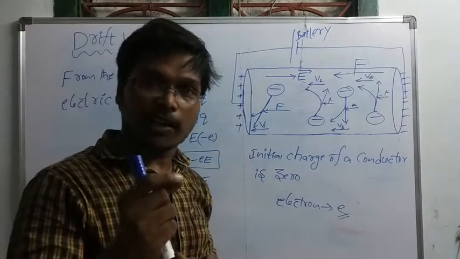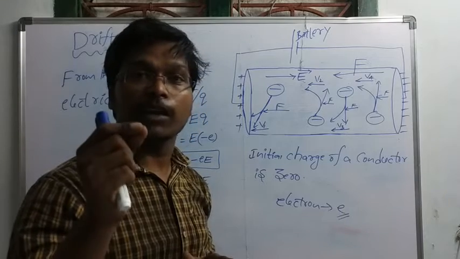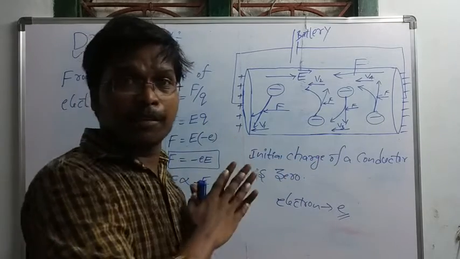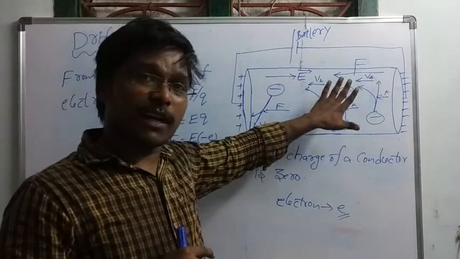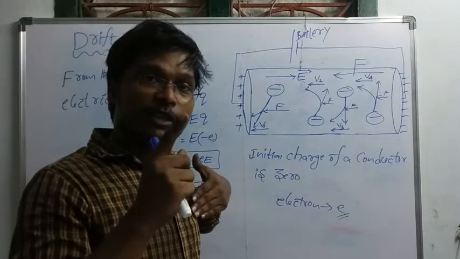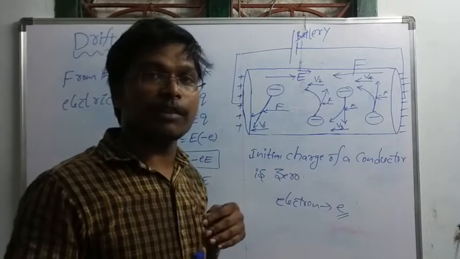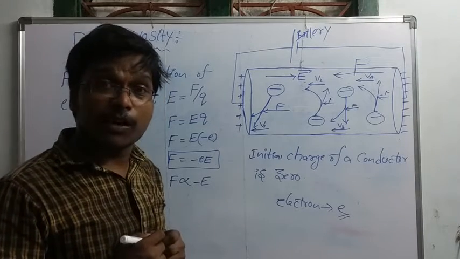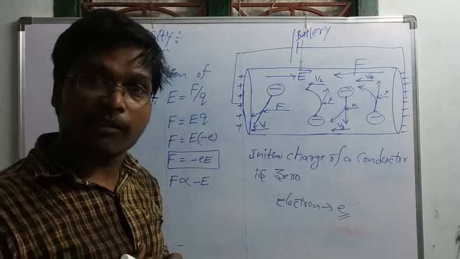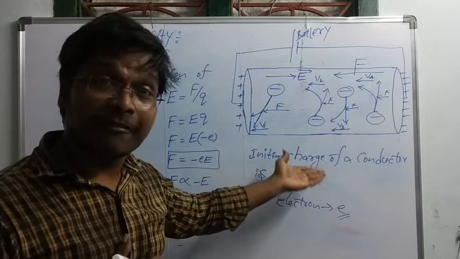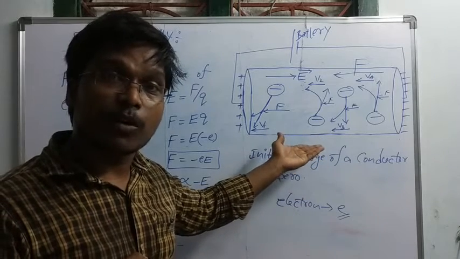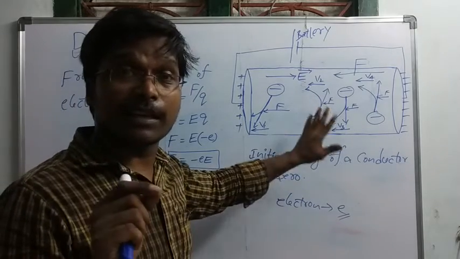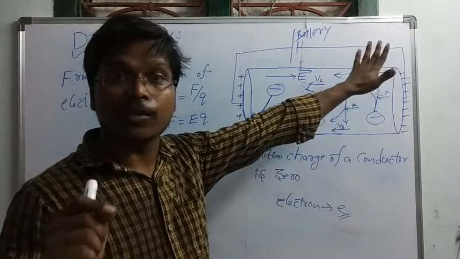Now I will tell you the formula and definition of the drift velocity. I hope you understood this concept easily. Now from this diagram I will tell you one expression of the drift velocity and its definition. See, the average velocity of these drifted electrons is called the drift velocity.